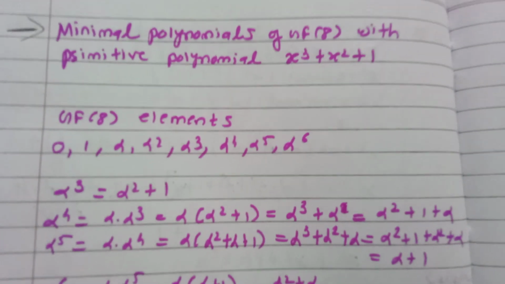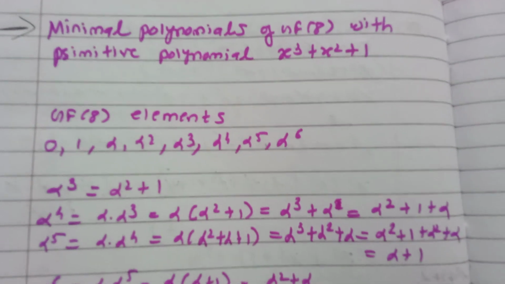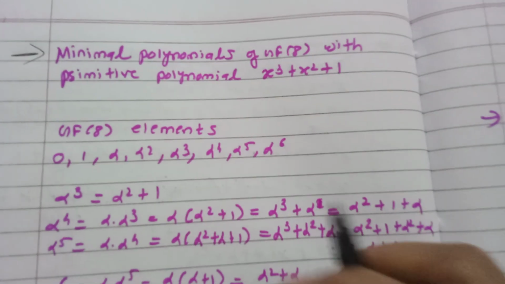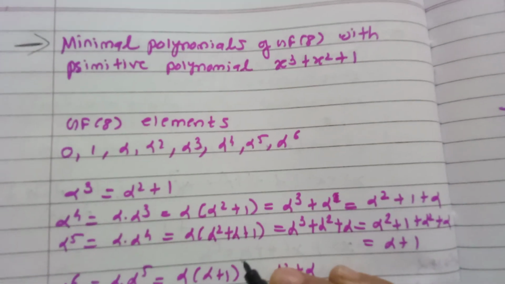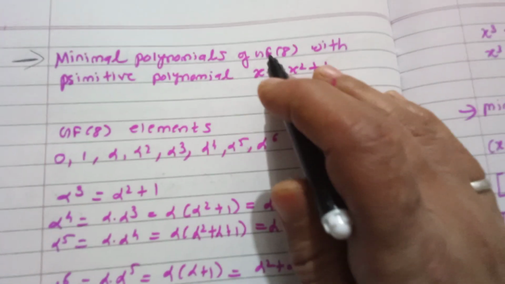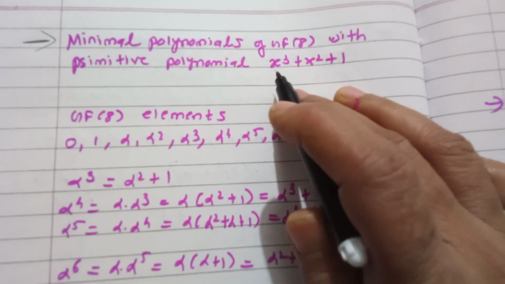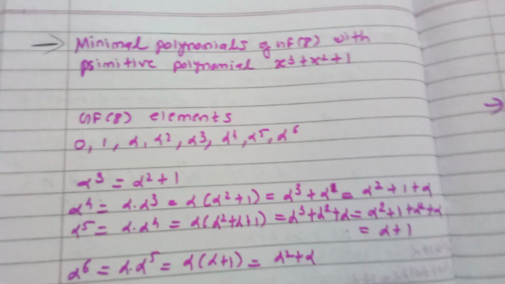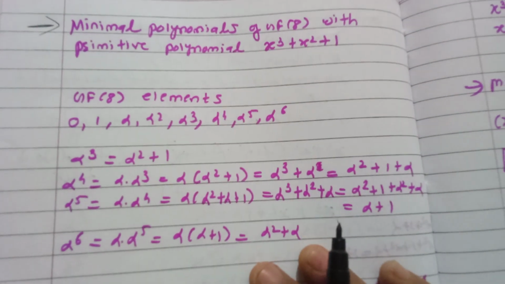In this video, we are going to see the minimal polynomials of Galois field 8 with the primitive polynomial x cube plus x square plus 1. In the previous video, we have seen the same thing, but the primitive polynomial was x cube plus x plus 1.